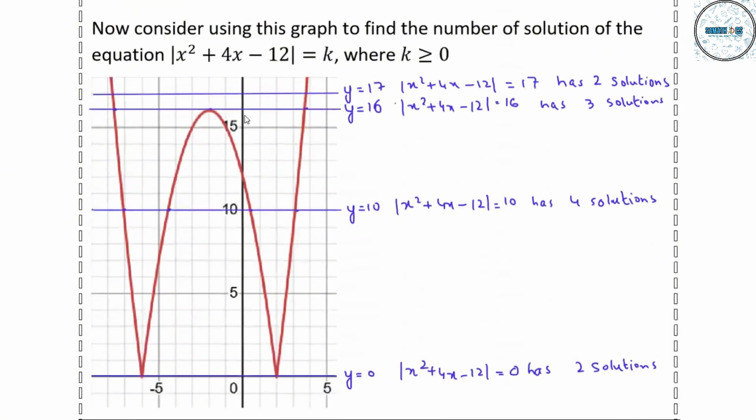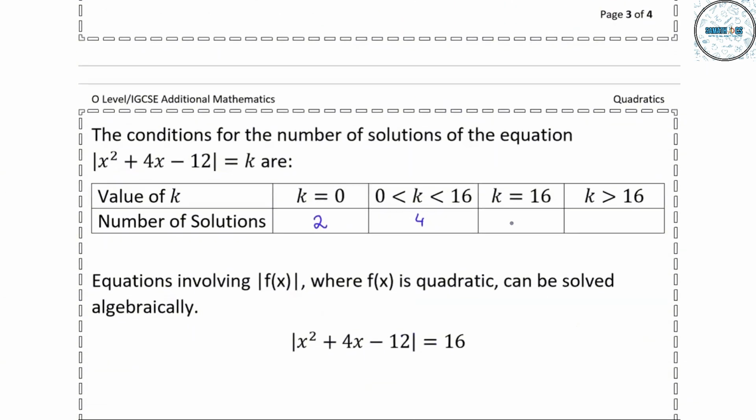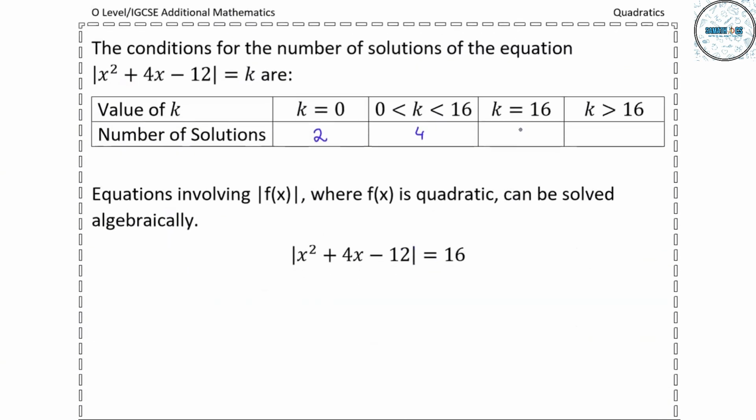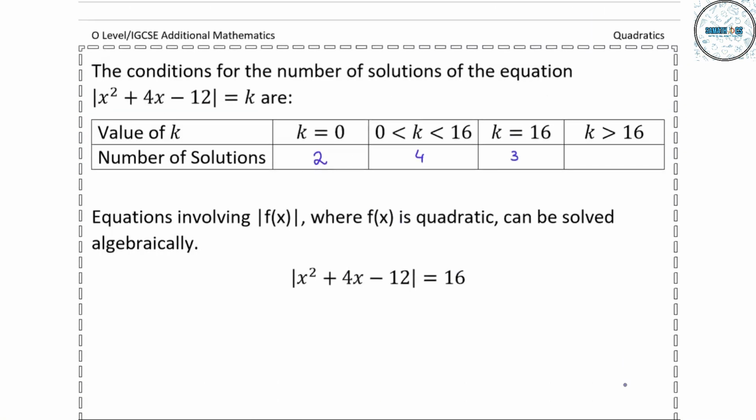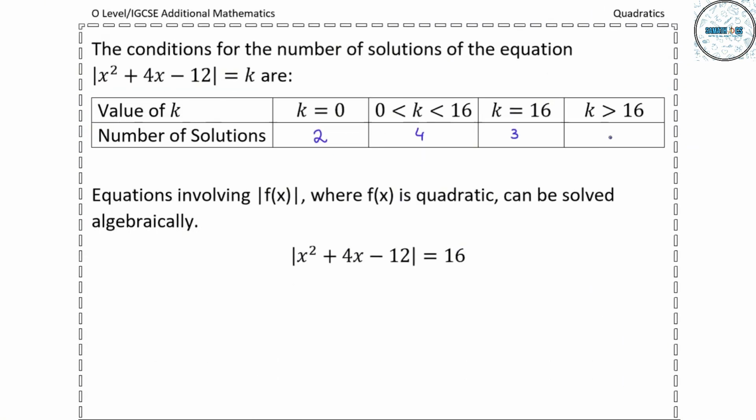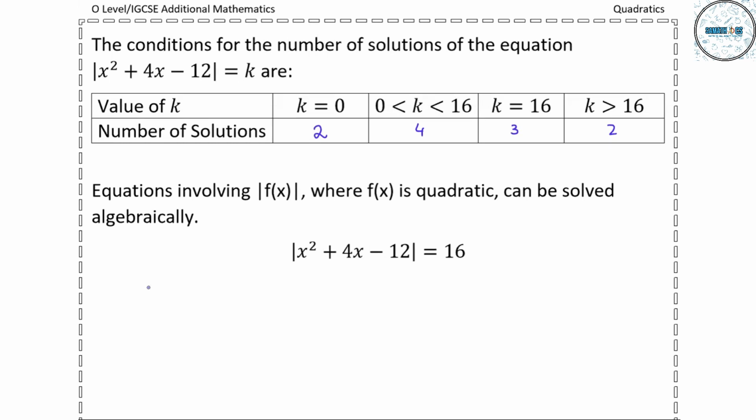When k is equal to 16, then there are 3 solutions. For the values k greater than 16, means 17, 18 or any value, then the number of solutions is 2. So always sketch the graph first, then look at the horizontal line y is equal to k to count the number of intersection points. We can solve absolute value equations algebraically as well.